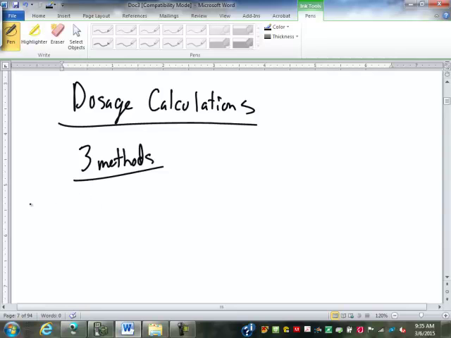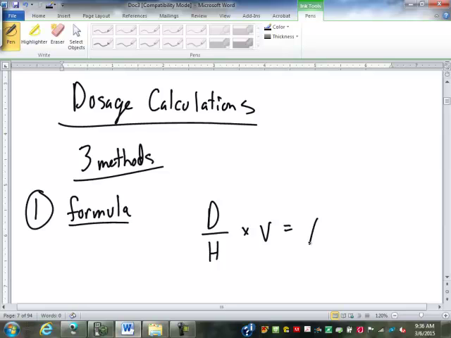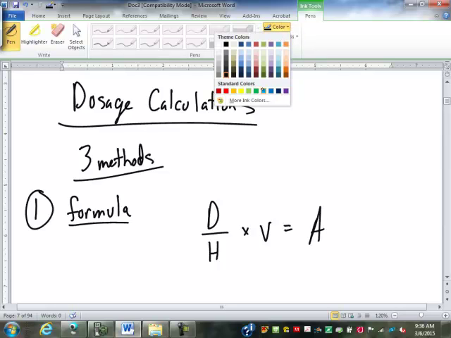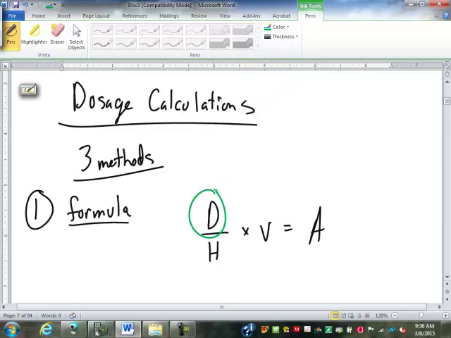So anyway, we'll start out with that method, which is the formula. The formula is D over H times V equals A, where D is your ordered dose and A is the administered dose.